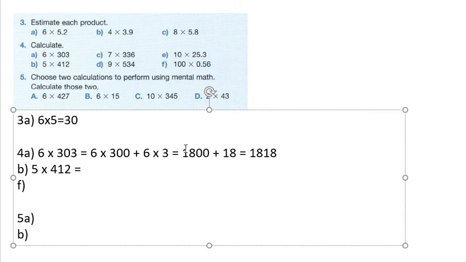So we could decompose the 412. If we want, of course, we can add it up. I could write it out this way: 412 plus 412 plus 412 plus 412 plus 412. So all I did is I wrote it out in expanded form.